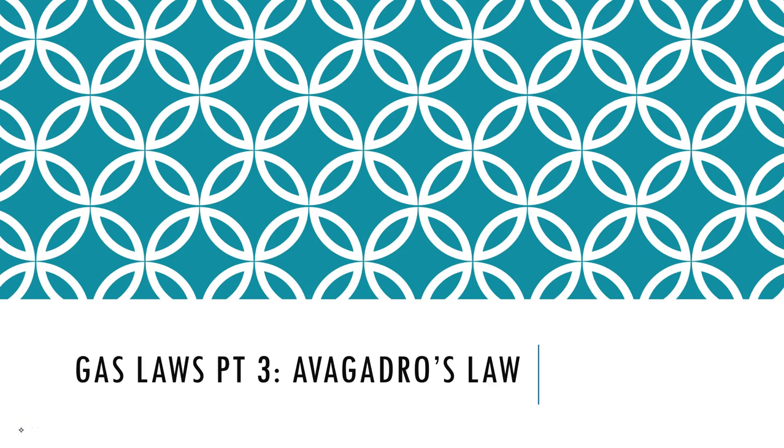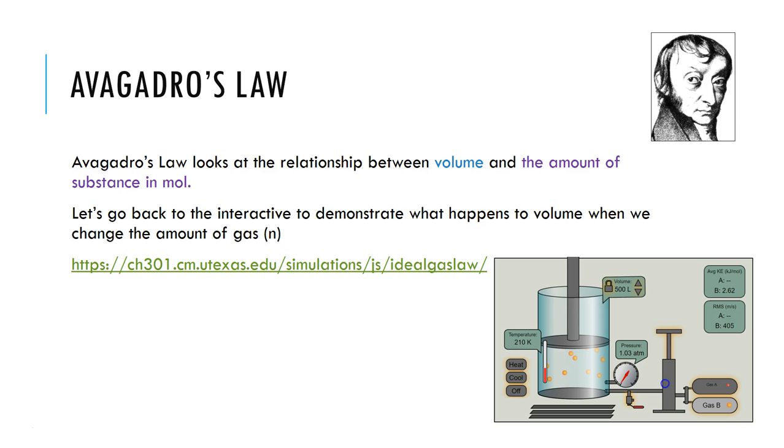Well, it's time for part 3 of our gas laws, looking at, of course, Avogadro's Law, which will deal with the amount of substance in mole of the gases that we're looking at. So Avogadro's Law is the relationship between volume this time and the amount of substance in mole. So if we are looking at V and n, then we must be keeping everything else constant.